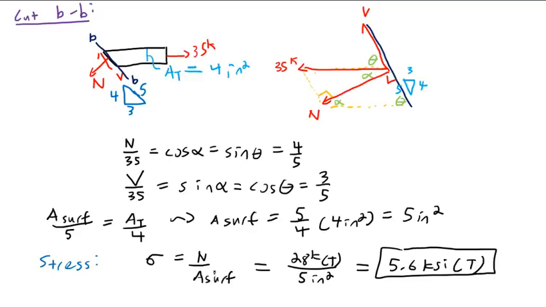And the shear stress, tau, equals V over A surface, the area of the cut surface, equals 21 kips, no tension or compression here, it's a shear, over 5 inches squared, equals 4.2 ksi. 4.2 ksi. Questions so far? Okay.